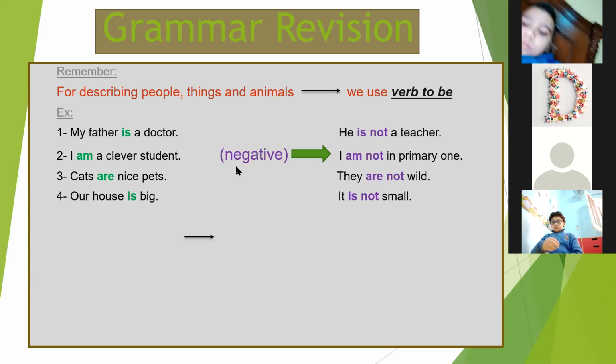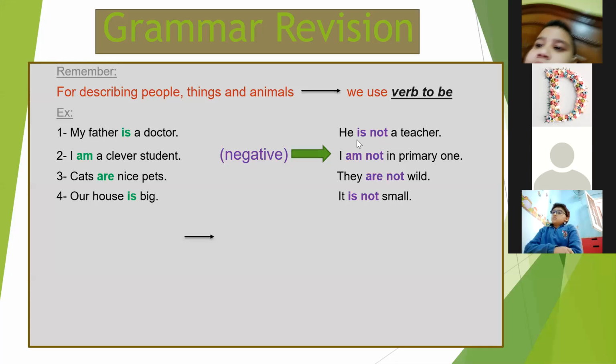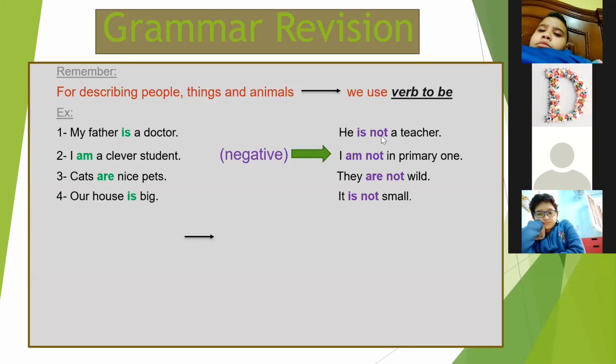Okay? So if we want to make negative, what should I do? I should put not after am, after is, and after are. Let's see the first example. He is not a teacher. Because I have he, so I will put is after he. And I want to make negative, so I will put not after is.